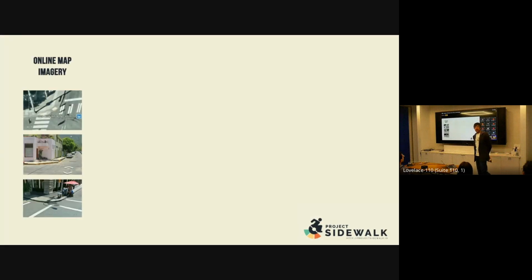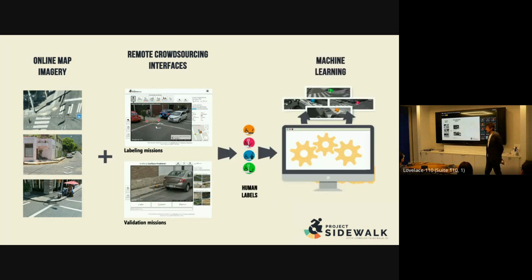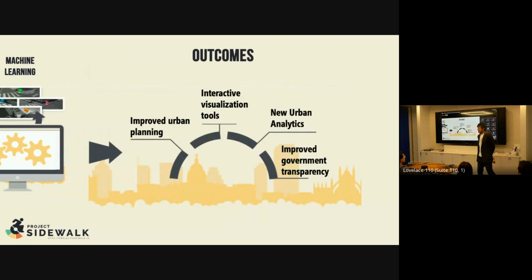But the idea here is we have this online map imagery. Then we have different types of remote crowdsourcing interfaces with tasks. And then we use that labor to try to train machine learning algorithms. And hopefully the outcomes are around improved urban planning, interactive visualization tools, new urban analytics, and improved government accountability. There's just so few tools that allow us to see whether or not governments are doing what they promise.